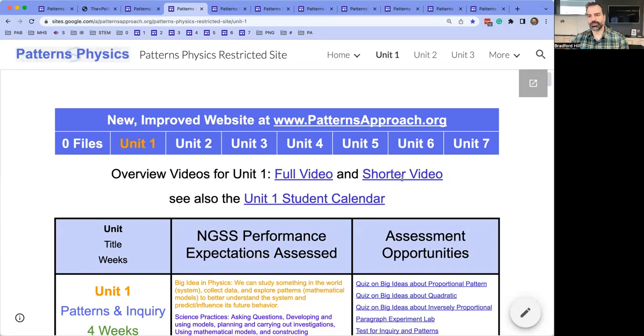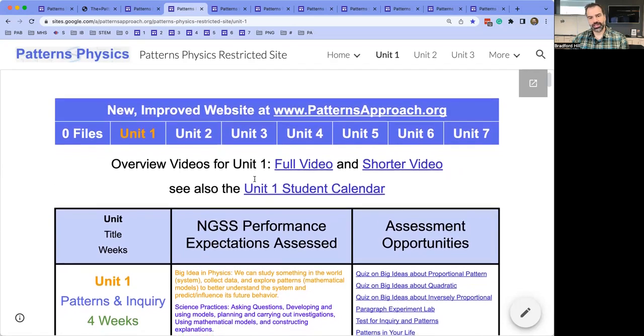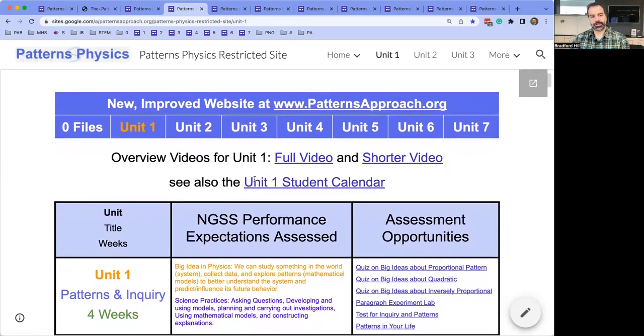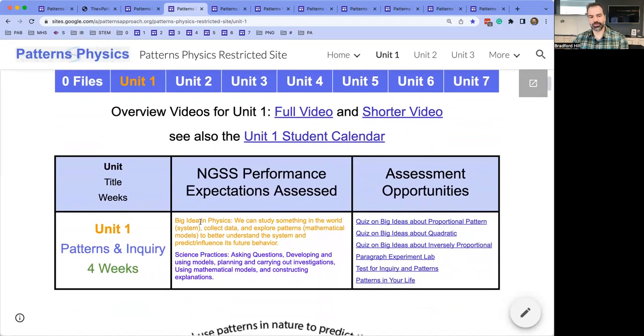So here is a shorter video, 15 minutes. Later units, the videos will get much shorter, but being Unit 1 and so many people new to the approach, we thought that level of detail was appropriate. Okay, so here again, you can see just a snapshot for the unit of the performance expectations.